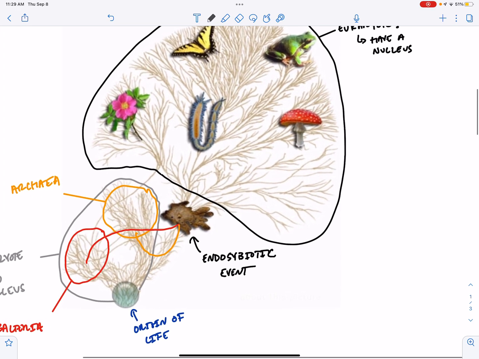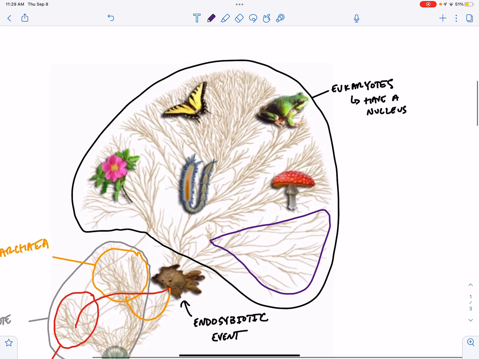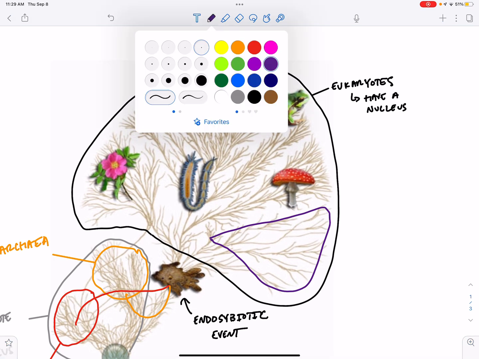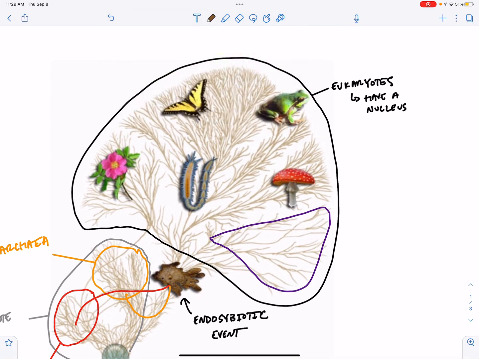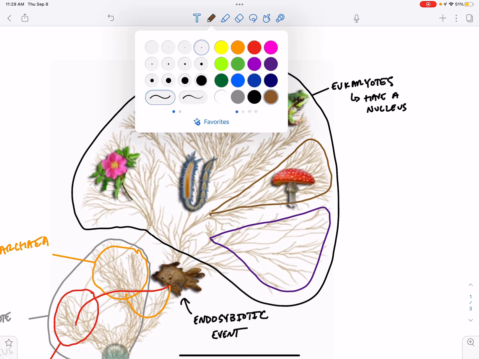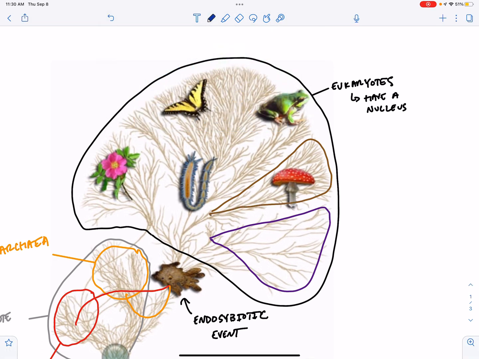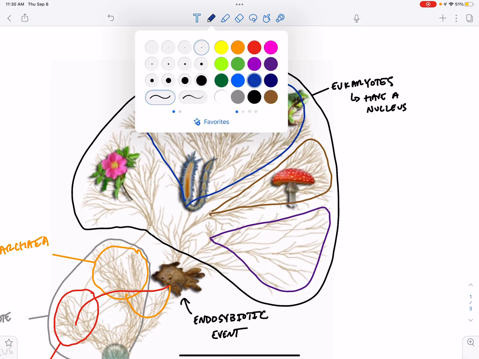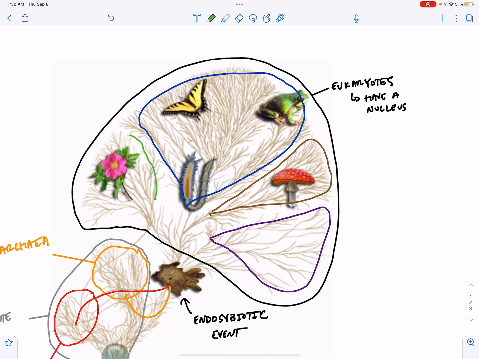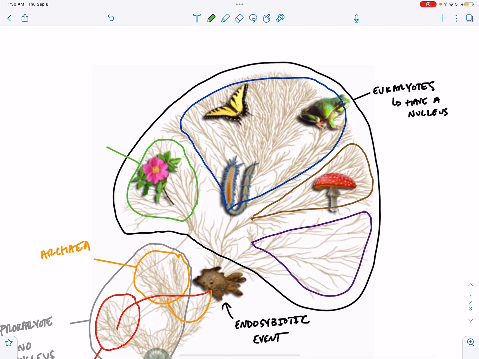Okay, within this grouping, I want you to do this in purple, and this, I guess, in brown, and this in blue, and this in green. Okay, and let's label this Plantae.